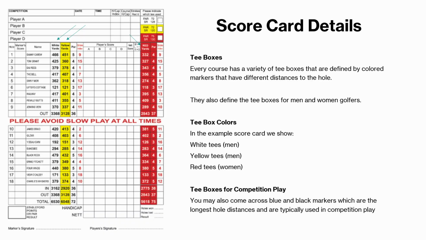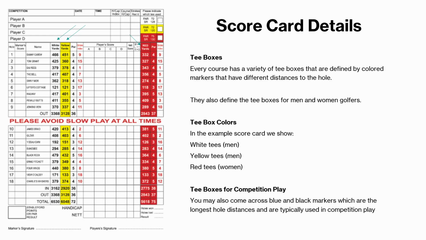Other details that you'll see in the scorecard is that for each hole, there are different yardages given. Those yardages reflect the different tee boxes that might be available on each hole. As we're seeing on this scorecard, you have white tee boxes and yellow tee boxes, and then on the right-hand side, you have red tee boxes. The red tee boxes are typically for women players, and the white and yellow are for the men.